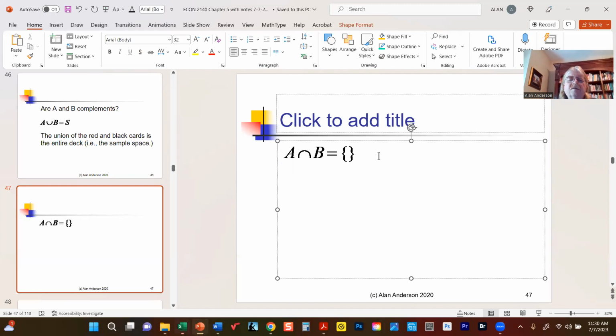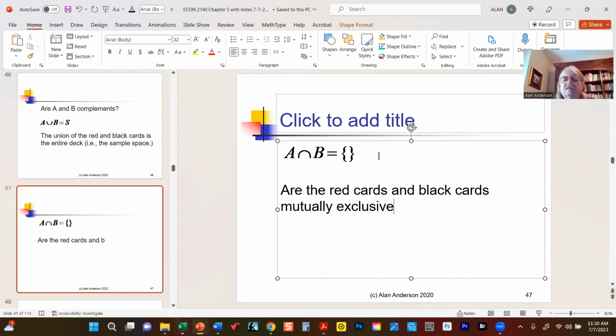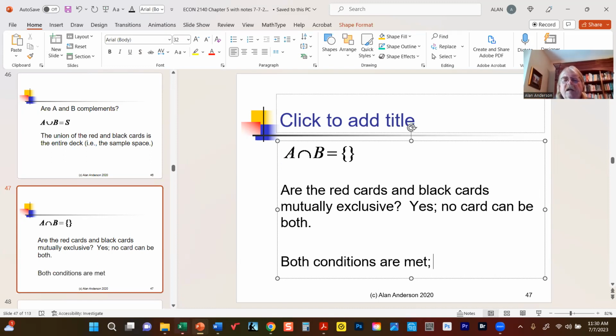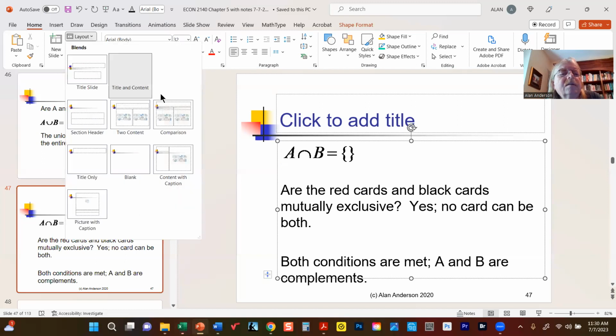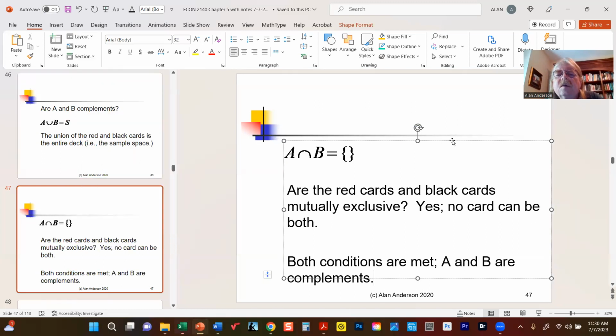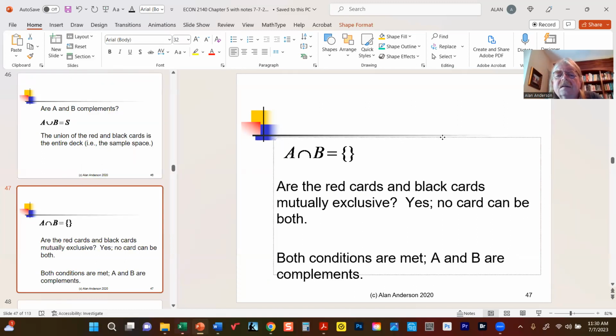So then that becomes, are the red cards and black cards mutually exclusive? Yes, no card can be both. So therefore, both conditions are met. A and B are complements. Oh, it wasn't that painful. Red and black cards.